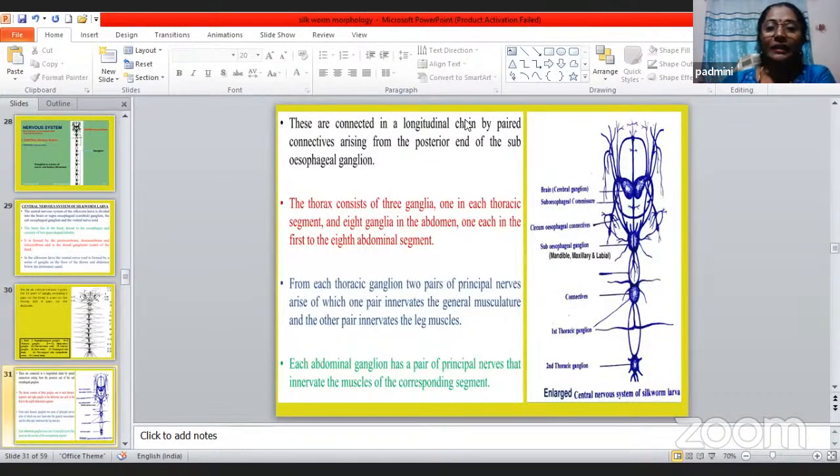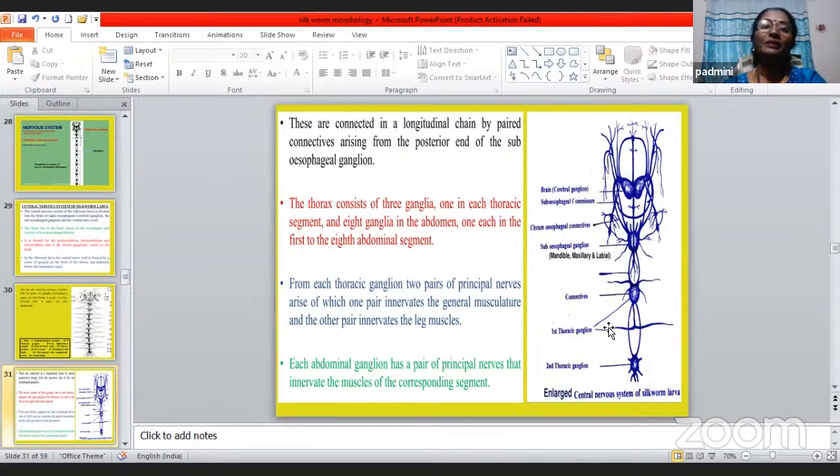So they are connected, as I said, by the connectives arising from the posterior of the subesophageal ganglion over there. These are the thoracic ganglia over there, one each, and then they have one each on the abdominal segments. Each thoracic ganglion gives out 2 pairs of nerves. So this is one pair of nerves on either side, and this is a second pair of nerves on either side, which innervates the general muscles and also innervates the leg muscles.